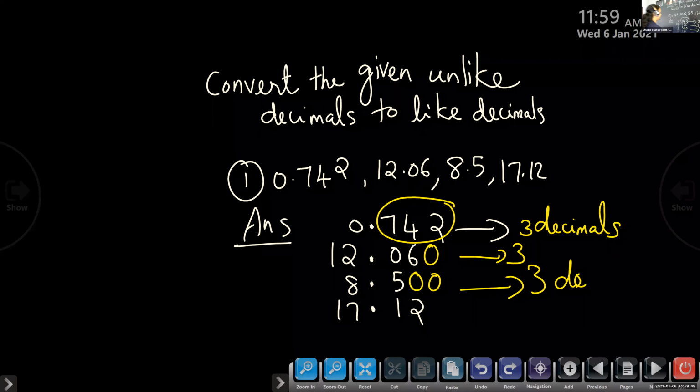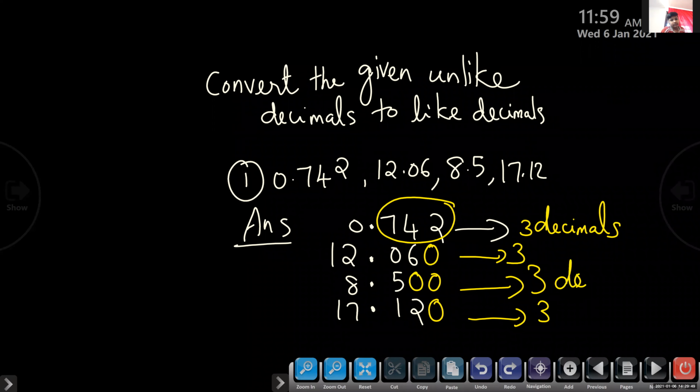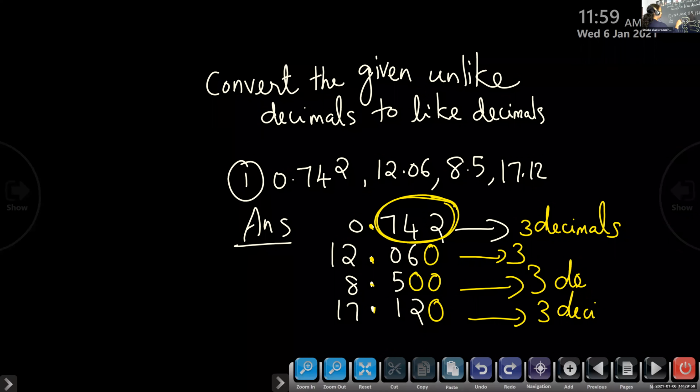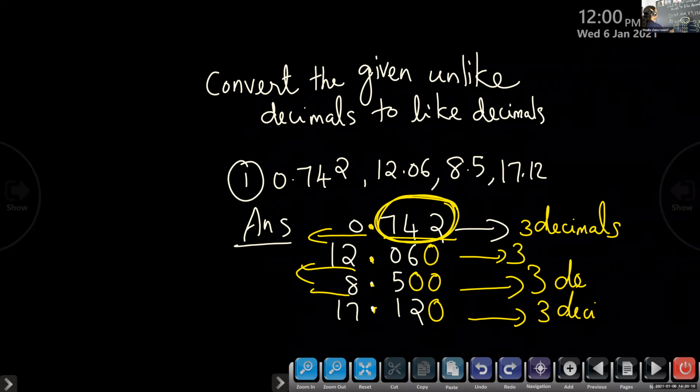1, 2, 1, then we will add only one 0, then it becomes 3 decimal places. Okay. So here, children, what is the first step? You have to identify the number with the maximum number of decimal places. Decimal places means the places after the decimal point. We will not check the number before. We will not consider that. We will consider only after the decimal point.